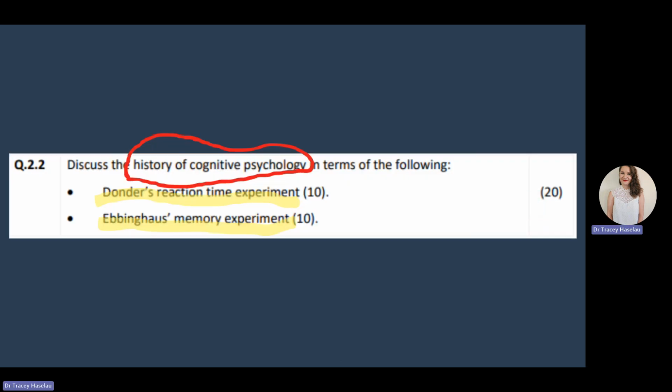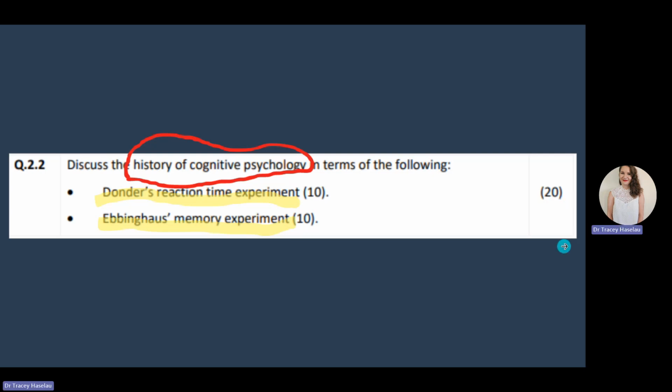Let's have a look at the last question. Right. This question is asking you to discuss the history of cognitive psychology. Learning Unit 1. In terms of the following. And there it's nicely broken up for you. 10 marks for discussing Donders' reaction time experiment, and another 10 marks for discussing Ebbinghaus' memory experiment.